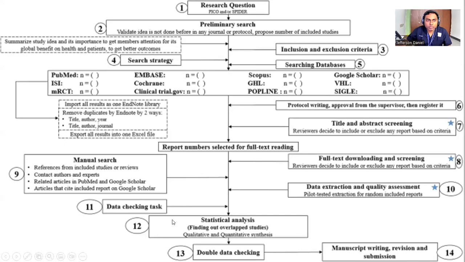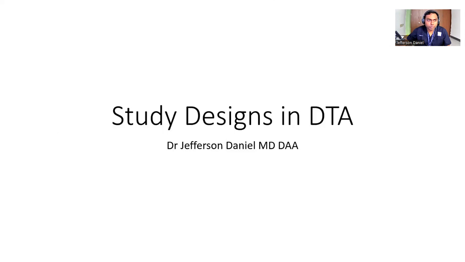Then for your final list of selected articles, you take the full text, extract the data, do risk of bias, then do data entry and data analysis. You have to be double checking your work. Everything in Cochrane and any systematic review will always be done by two people separately, and then discrepancies, if present, will be sorted out. Finally, you will be writing your manuscript, revising, and submitting. Okay, this is the entire process of a systematic review.